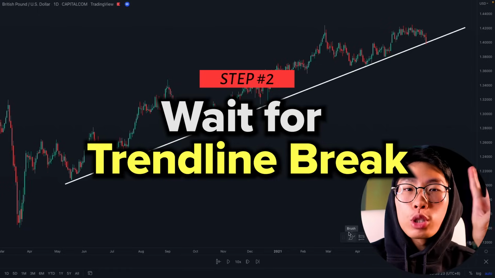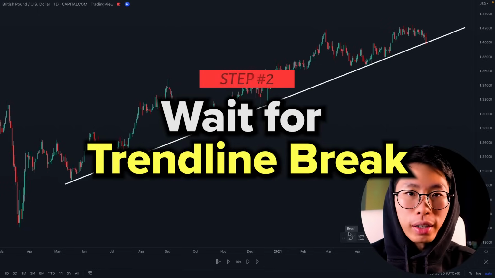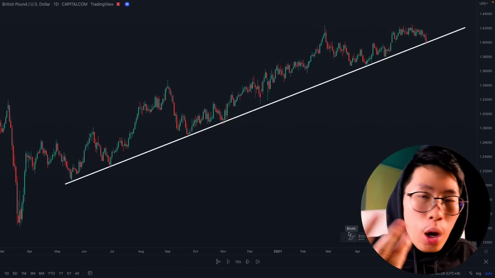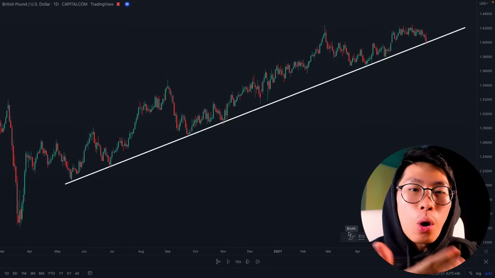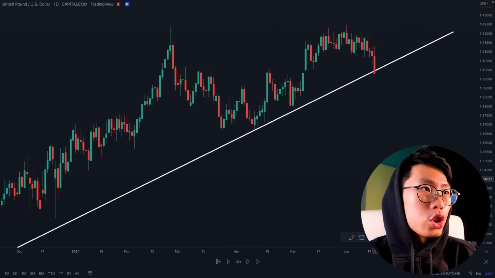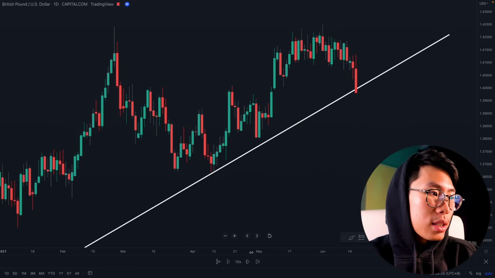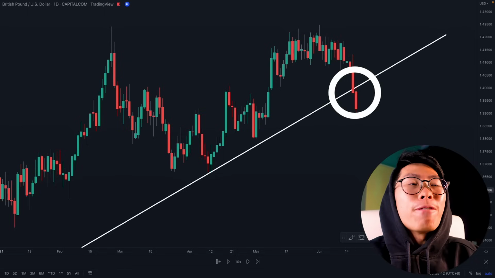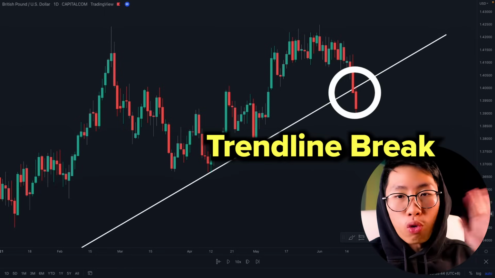So the second step is to wait for your trend line break. Remember, this is the magical trend line break strategy. So of course, we're going to be waiting for the price to break out of this trend line. So right here, we still wait to see what price does. Price is starting to break through the trend line, but we still wait and see. And at this point of time, this is when price has finally broke out of the trend line right here.